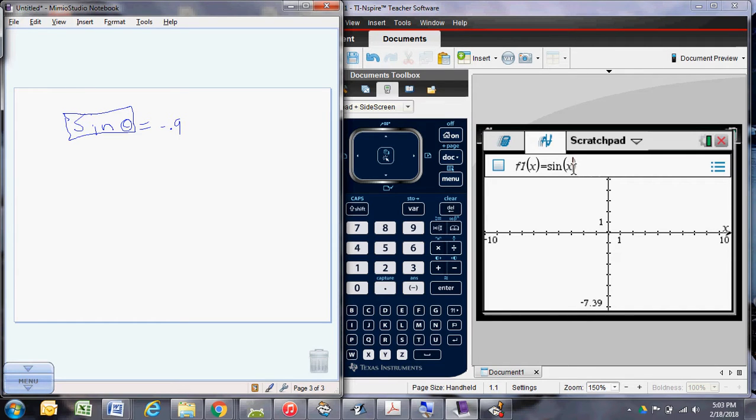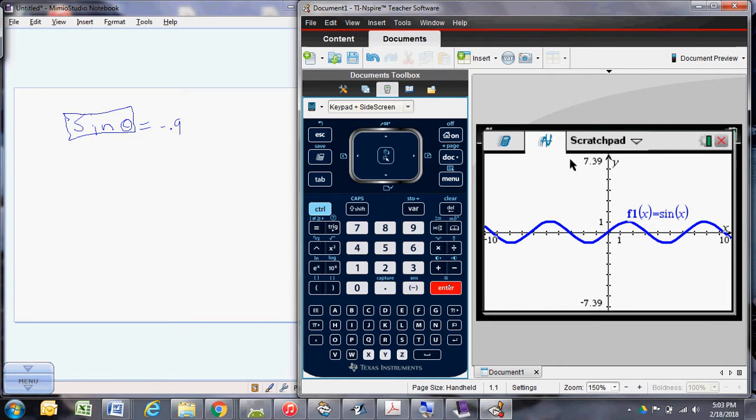Instead of theta, just put in x. So anytime you try to graph a trig function, just use sine of x. And then after you graph that trig function on your calculator, so let me hit enter over here, you'll get something that looks like that.